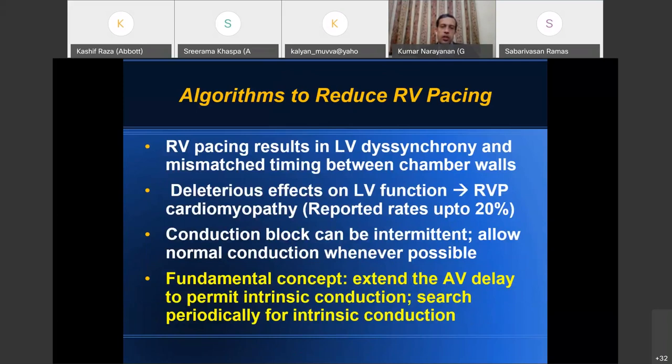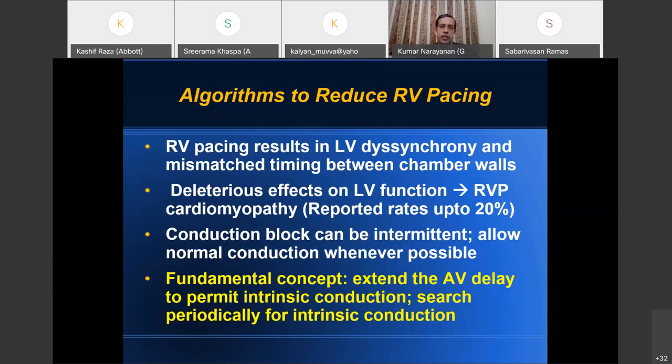Now, again, these algorithms are going to be common because every company with a dual chamber pacemaker has an algorithm which you can use to reduce or minimize ventricular pacing. So the pacemakers have come a full circle from initially being invented to pace the ventricle, and then now paradoxically saying that we have put a pacemaker, but we want to try and not pace the ventricle as much as possible. And this has come about as a result of the realization that RV pacing is deleterious.